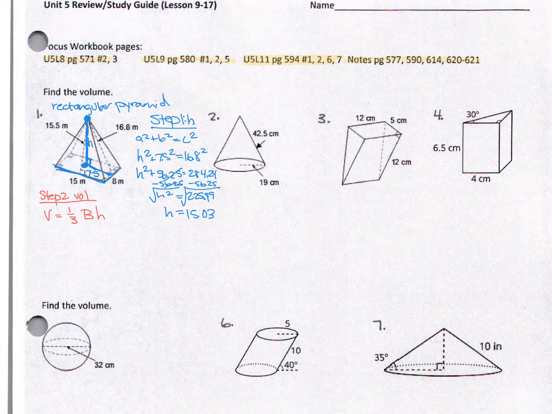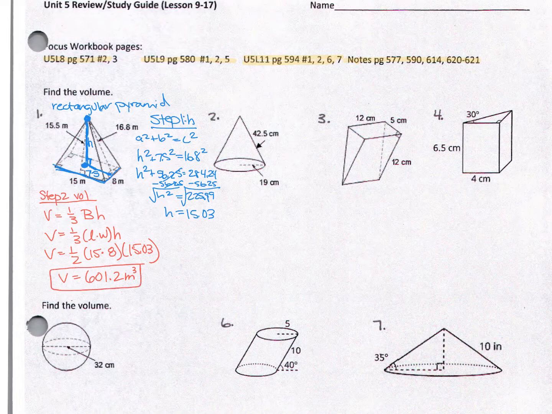And if you go to the top of the formula sheet, the area of a rectangle is length times width. So this then becomes 1/3 of my rectangle's length, 15, times the width, which is 8, times the height of my entire pyramid, which is 15.03. And it looks like I'm going to get a volume of around 601.2 meters cubed. Remember, we can have slightly different answers if we use slightly different decimals in our problem.